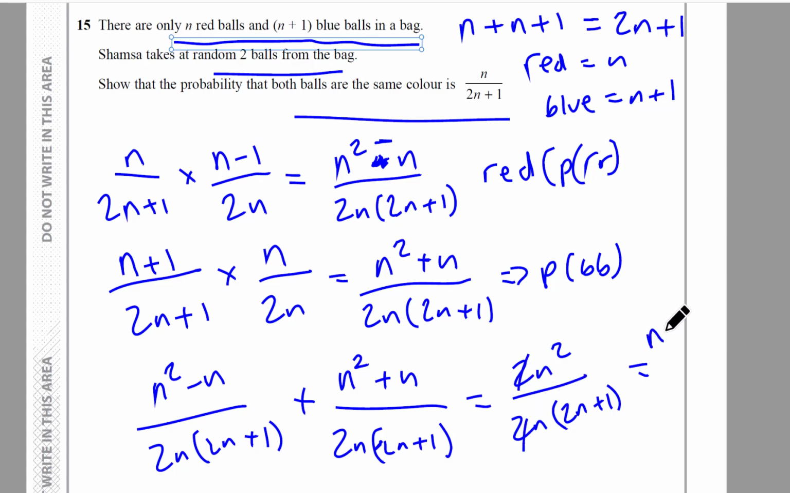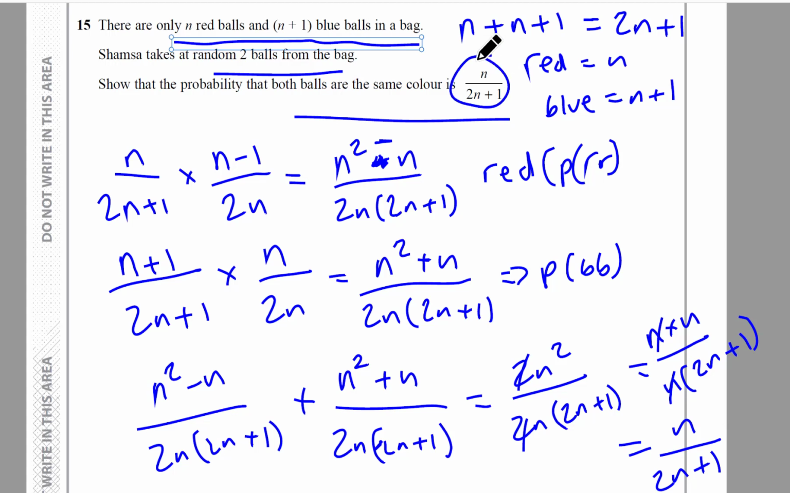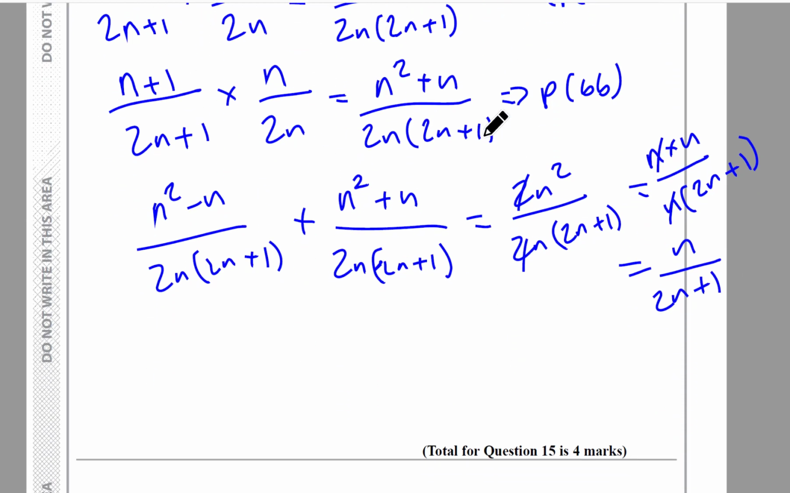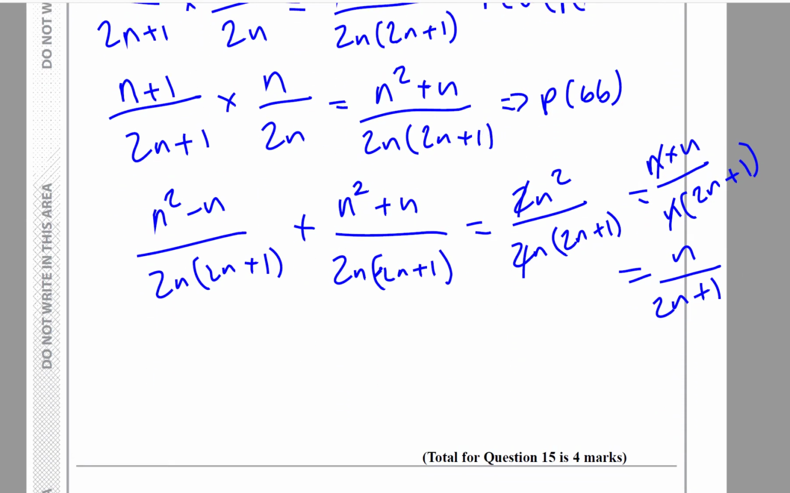And I'm going to write it like this so you can see n times n over n times 2n plus 1, and then obviously we can cancel out the n's to get the final answer of n over 2n plus 1, which is what they've asked for. That's your full marks. How much is that worth? 4 marks. So not too difficult if you know what to do. These types of questions seem to appear a lot, so it's good to know. I've seen it appear a few times now.